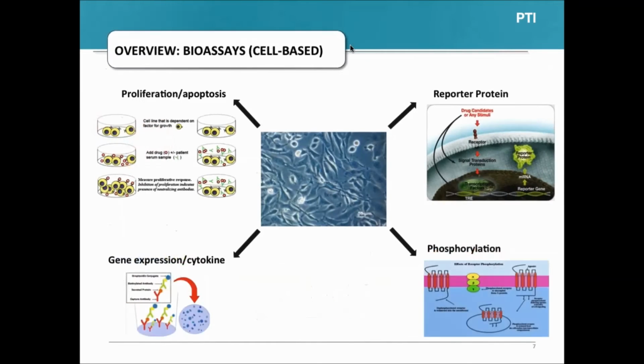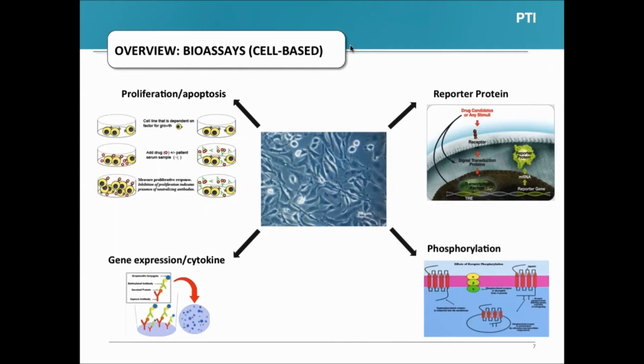When we talk about bioassays, cell-based assays, you have a number of different cell-based assays that are, of course, using cells. You can look at the proliferation of cells. You can look at the apoptosis of cells. You can look at reporter proteins. So instead of looking at proliferation or apoptosis, and waiting that long, you will stimulate your cells, and upon stimulation you will have a reporter protein that is used for detection.